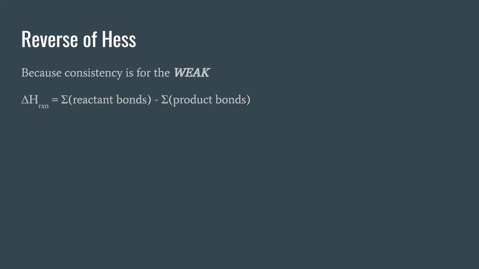So, the way we use bond enthalpies is the reverse of Hess. I know. Don't expect consistency. It's bad. So, the enthalpy of reaction using bond enthalpies is you add up all of the bonds in your reactants, you add up all the bonds in your products, and then it's reactants minus products. So it's the reverse of what we've been doing. Hess's law was products minus reactants. Bond enthalpy is reactants minus products.